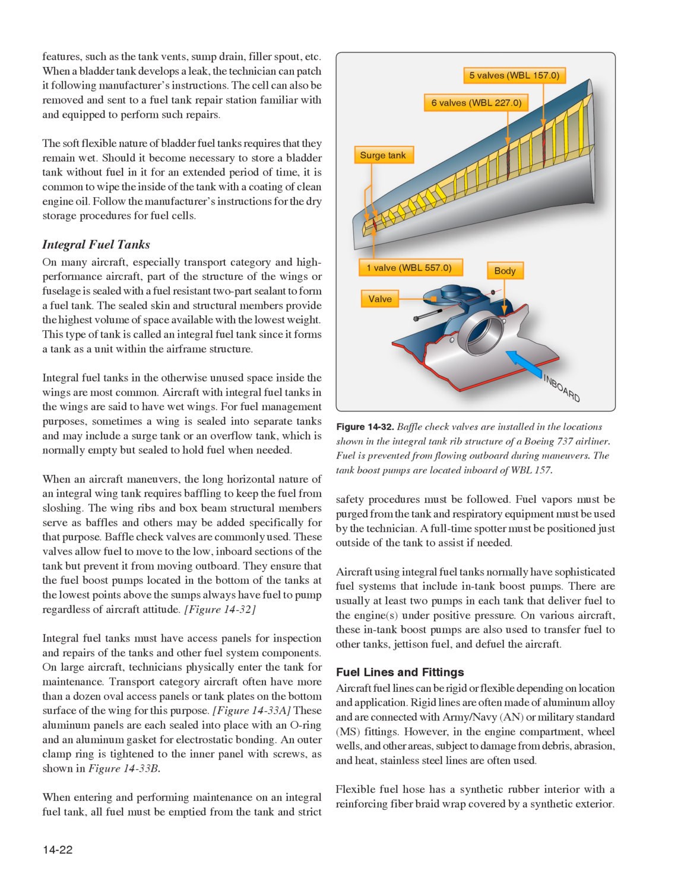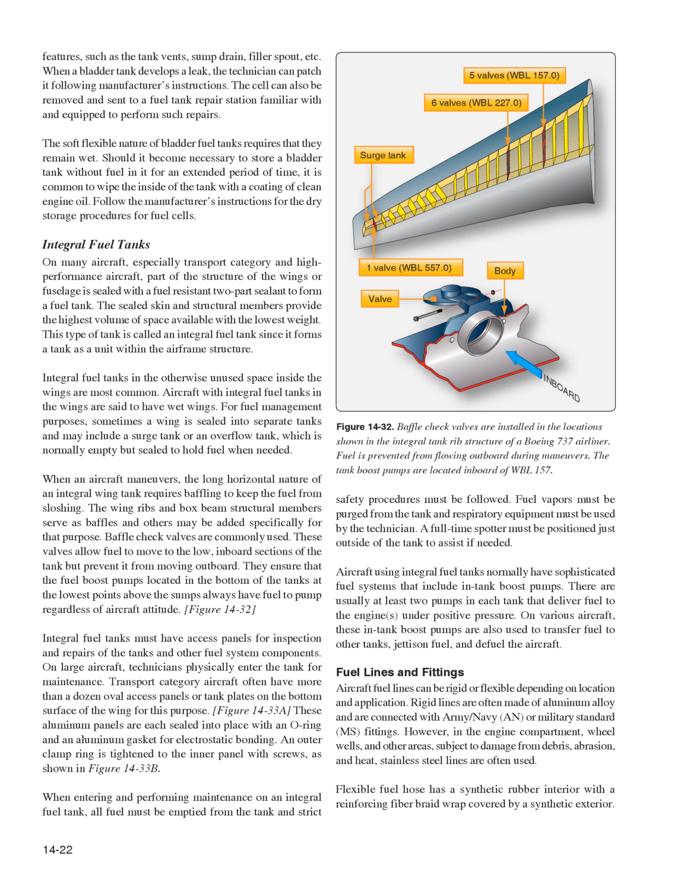Transport category aircraft often have more than a dozen oval access panels or tank plates on the bottom surface of the wing for this purpose. Figure 14-33A, these aluminum panels are each sealed into place with an O-ring and an aluminum gasket for electrostatic bonding. An outer clamp ring is tightened to the inner panel with screws, as shown in Figure 14-33B.